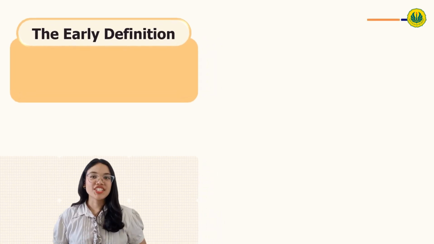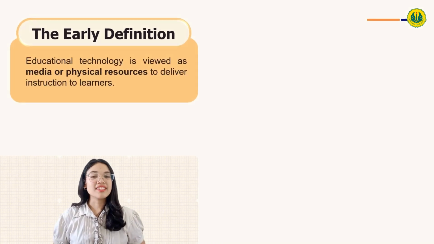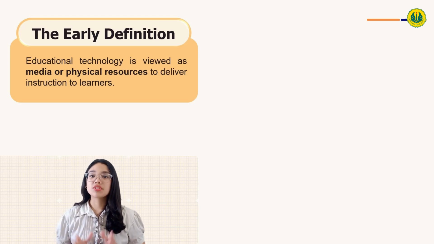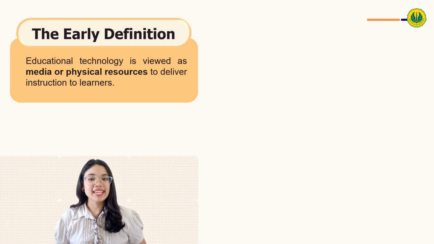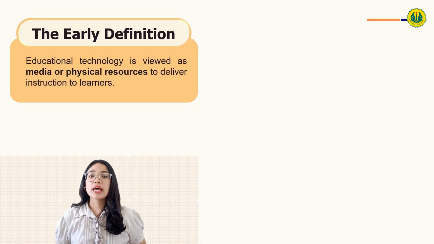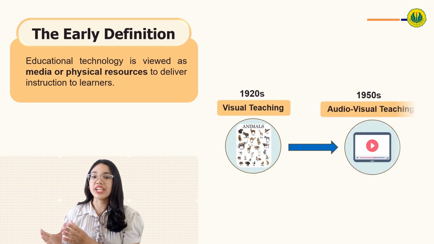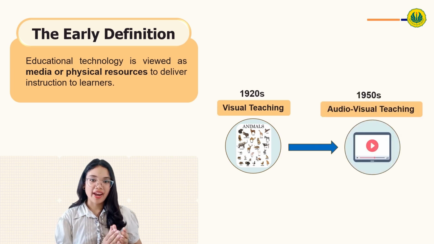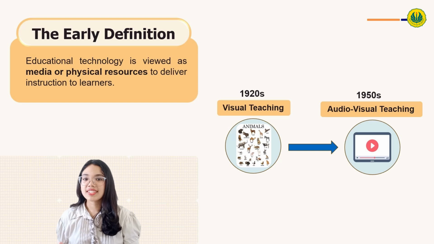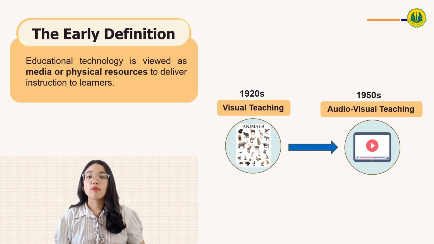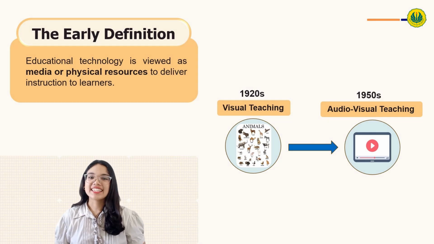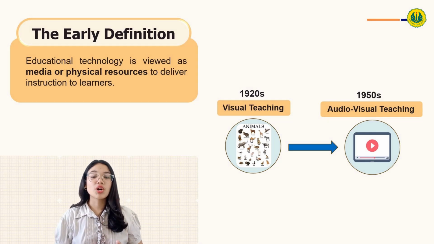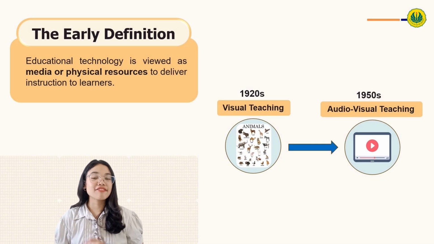The early definition. Educational technology is viewed as media or physical resources to deliver instruction to learners. In the 1920s and 1950s, there was a movement from visual teaching to audiovisual teaching, from sound recordings, radio broadcasts, and motion pictures with sound. In the 1920s until 1940s, to the growth of television in 1950s.